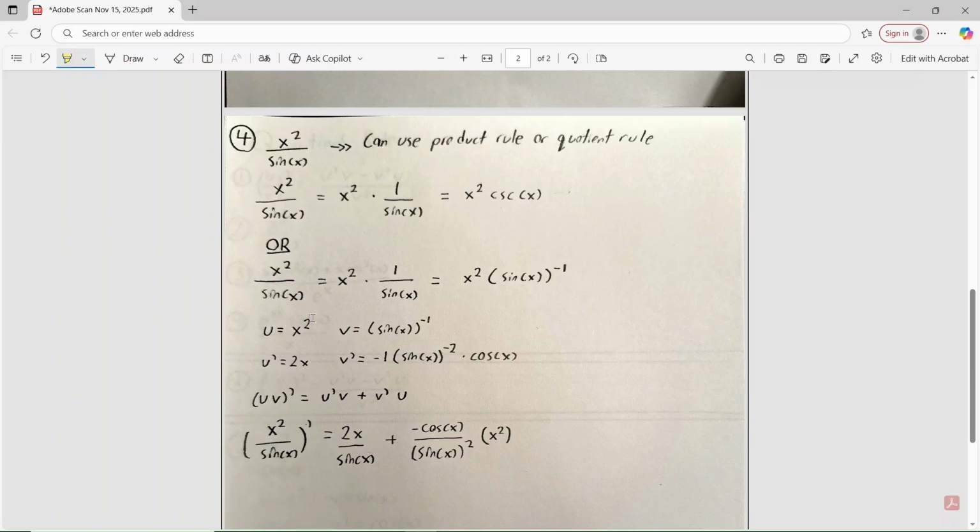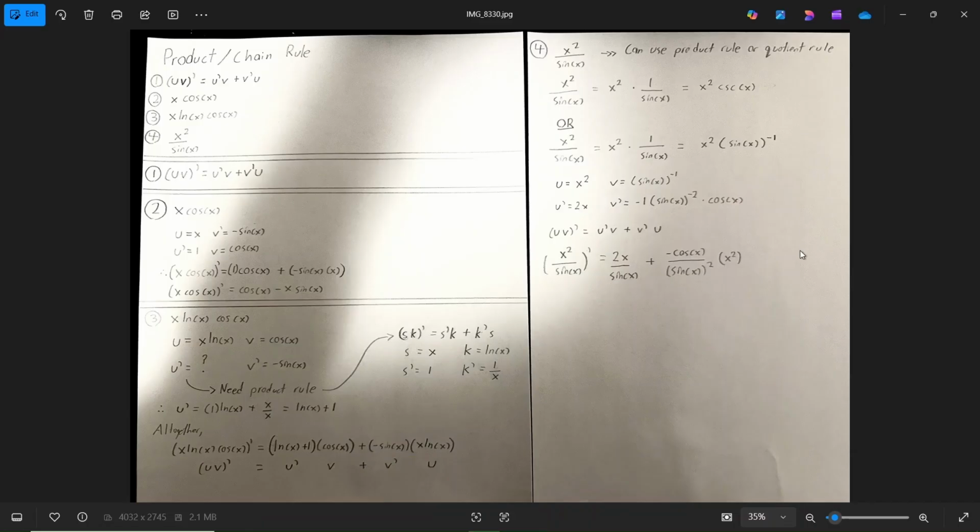In this case, again applying u and v to the different parts of this total function, where u equals x squared, v equals sine x to the negative 1, taking their derivatives, and then again combining it according to the formula, you will get this answer. And these are the two pages.